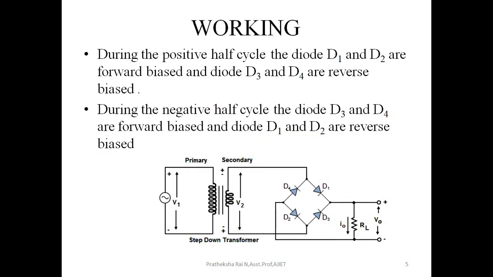Let us see the working. During the positive half cycle, the diodes D1 and D2 are forward biased and diodes D3 and D4 are reverse biased. During the negative half cycle, the diodes D3 and D4 are forward biased and diodes D1 and D2 are reverse biased. Let us see how.